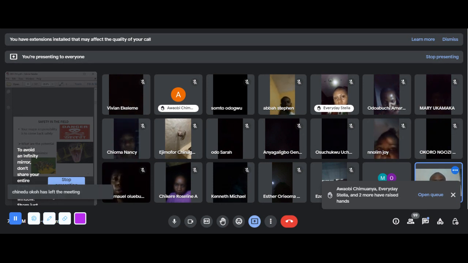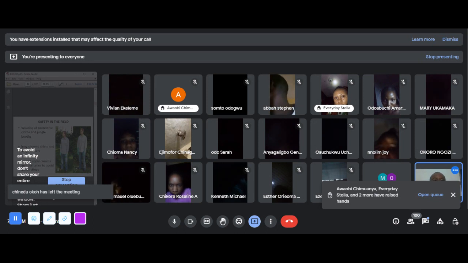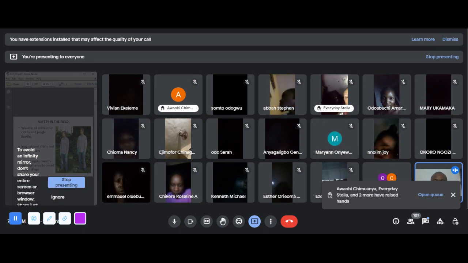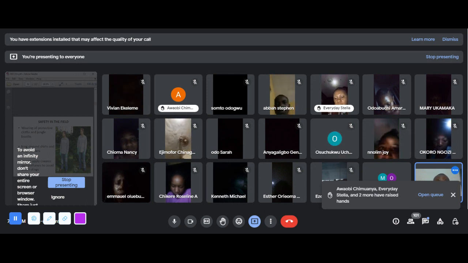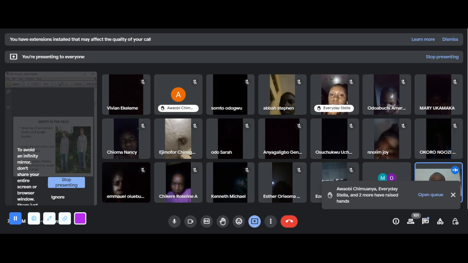This leads us to the way we should dress while going for field collection. One must wear protective clothes like long sleeves. Just look at the picture there: long sleeves and jungle boots. Before I ask, can you see the pictures on the screen? You see A and B.